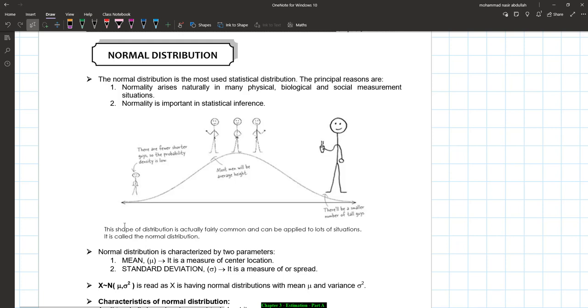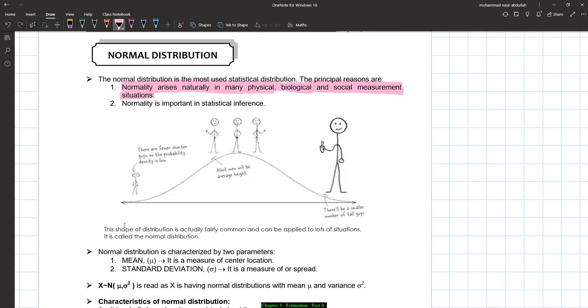Now, let's recall another topic, which is the normal distribution. The normal distribution is the most used statistical distribution. The principal reason is that normality arises naturally in many physical, biological, and social measurement situations. For example, how do you know the symptoms of COVID-19? It is based on the normal distribution: many people have the same symptoms, so it is a normal thing. If you deviate from the normal population, you are not normal.